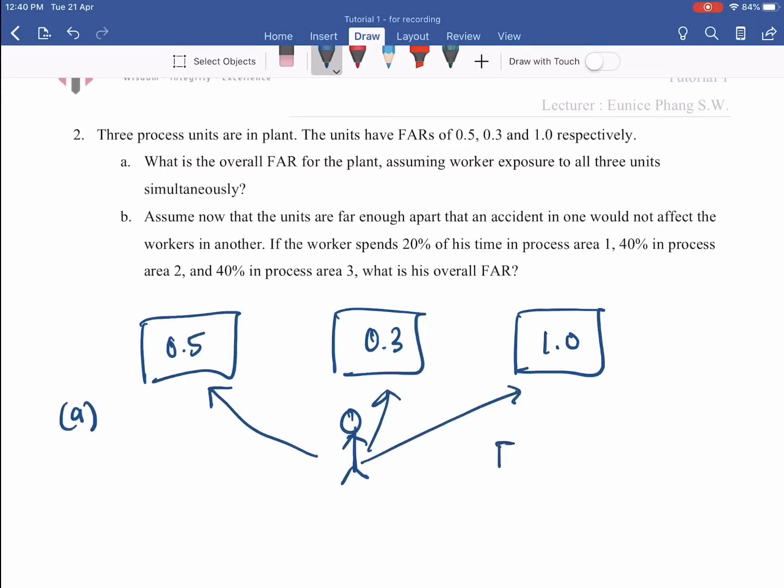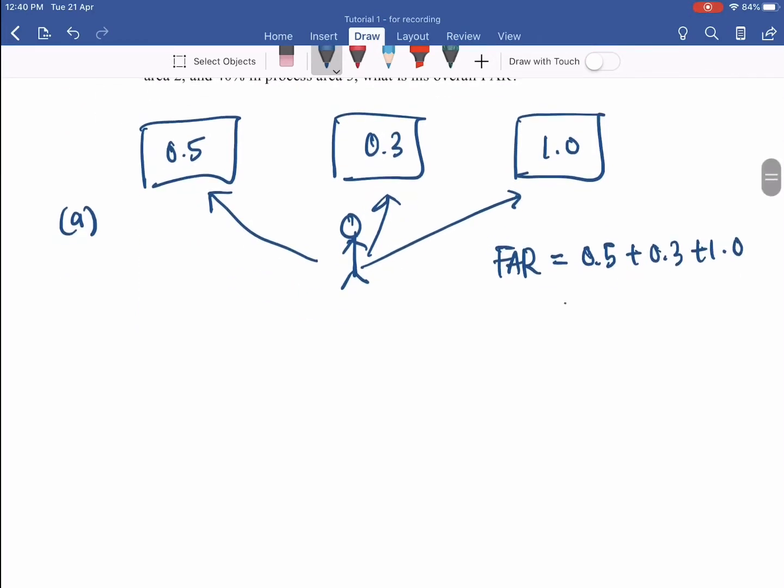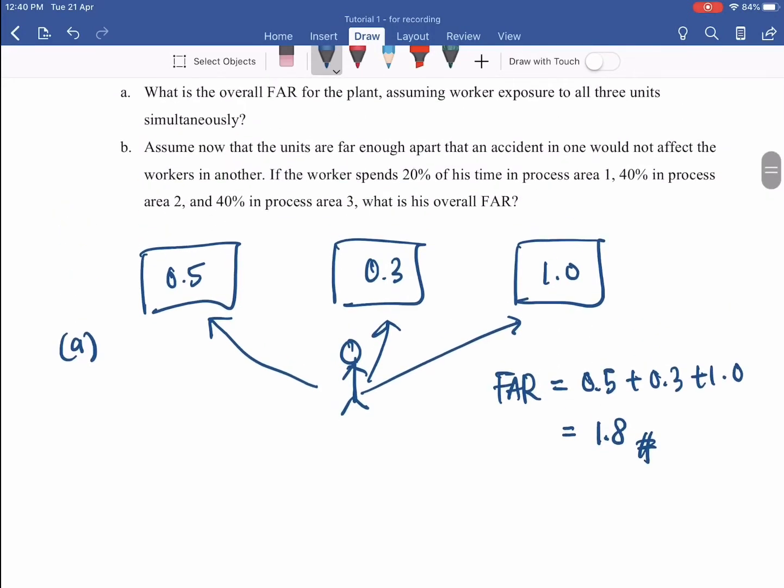So the FAR is very straightforward. All you have to do is add up all the FAR values for the 3 equipment: 0.5 plus 0.3 plus 1.0. So you will get 1.8. But now assume that the units are far enough apart that an accident in one will not affect the other. Meaning they are so far away. Let me split them up. In that case, I will not need this.